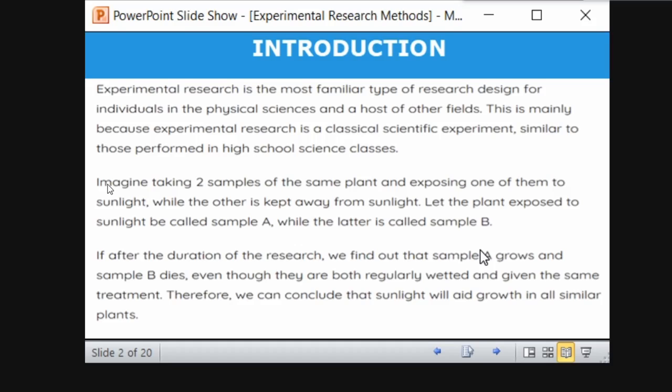You conduct an experiment on two plants. One is kept in the home, one is kept in the sunlight. You are watering both plants daily for 30 days. After 30 days, let's say plant B, which is kept in the home, dies and plant A grows very well. So based on this small experiment, you can conclude that sunlight is essential for the growth of plants. This is a basic example of how an experiment works, right?